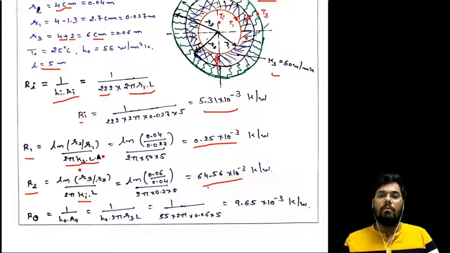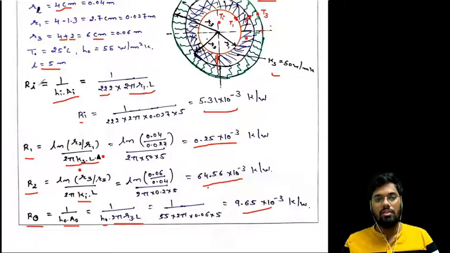Now from the surface of the insulation to the ambient air, there would be heat transfer by convection. So there would be a convective resistance. Let's denote it as Ro, which would be 1 upon Ho into Ao. The value of Ho is already given in the question. The surface area outside this insulation will be 2 pi R3 into L, the length of the cylinder. All the values of R3, L and Ho are already given, so from that we can easily calculate Ro.